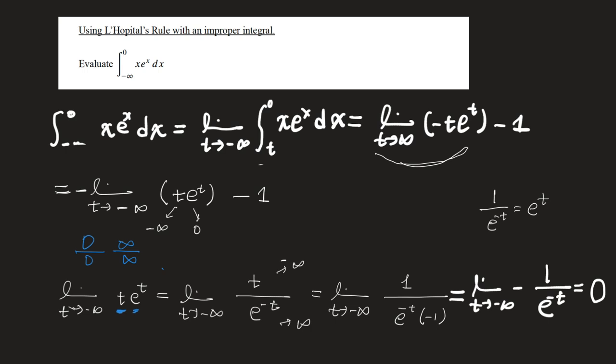So now we calculate this part. This one is going to 0, and this one is going to 0. So the answer is going to be 0 minus 1, that's negative 1. Make sure you guys understand this improper integral.